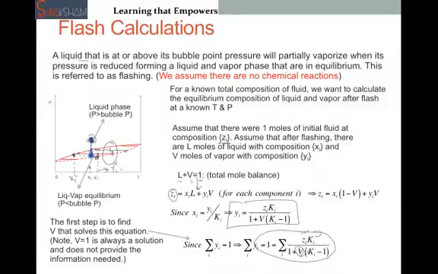It's a little complicated an equation because there are a number of terms in this summation. However, through iteration I can calculate V. Once I get the value of V, I can use this equation right here to get Yi. Once I get the value of Yi, I can calculate the value of Xi right here, and hence I know the equilibrium composition of the liquid and vapor phase.